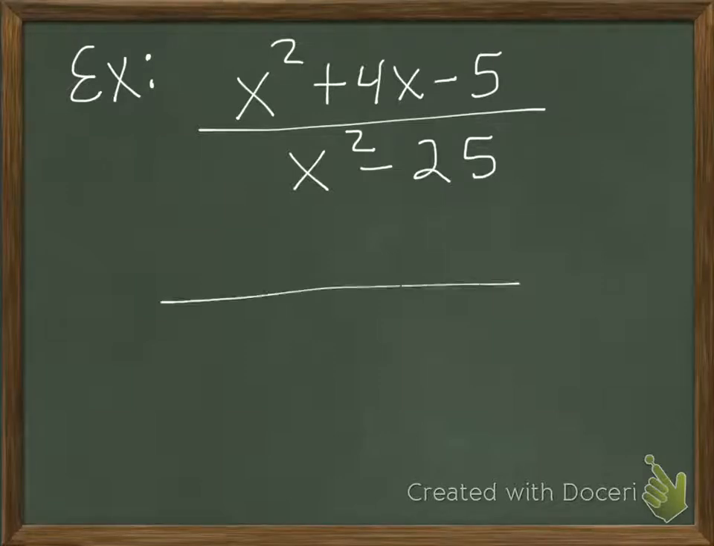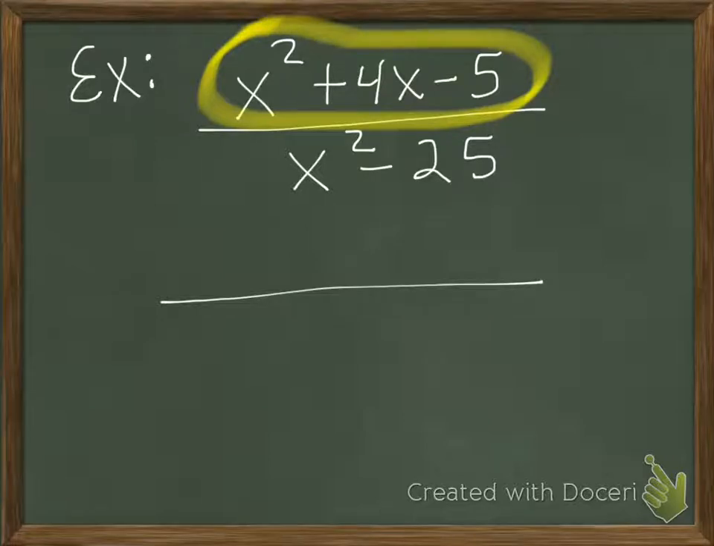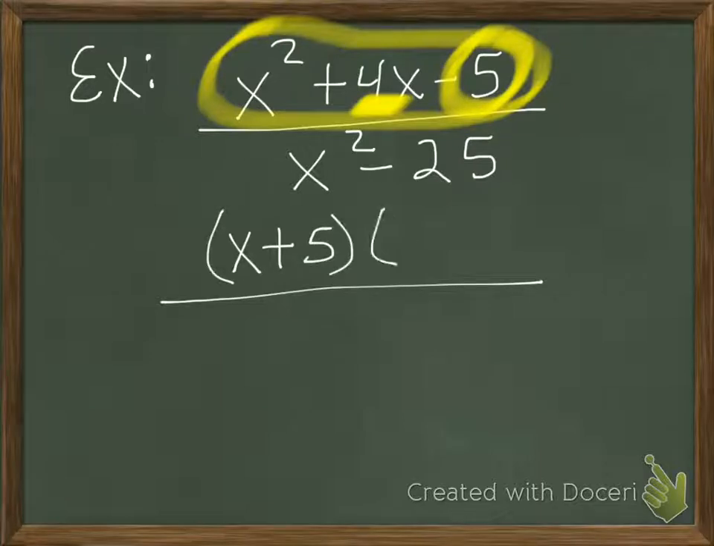So I'm going to look at the numerator first, and I'm going to factor x squared plus 4x minus 5. If you recall from factoring, I'm looking for numbers that multiply to give me negative 5 and add to give me positive 4. So what multiplies to give me negative 5 and adds to give me 4? That would be x plus 5, x minus 1. 5 times negative 1 equals negative 5. 5 plus negative 1 equals 4. So that's the factors of the numerator.